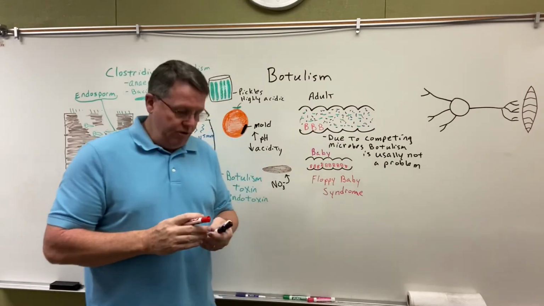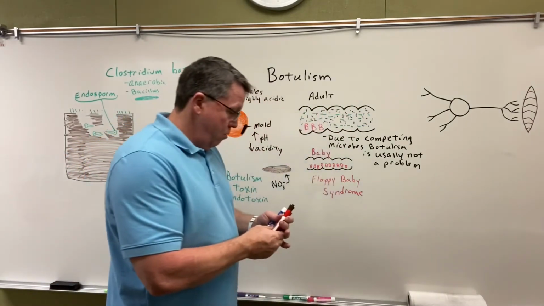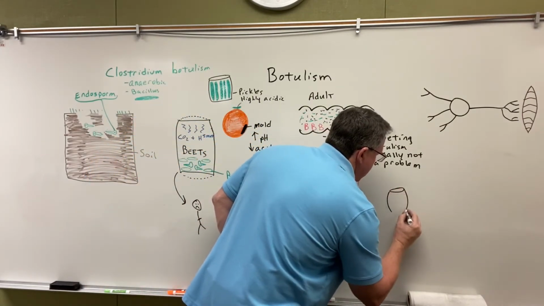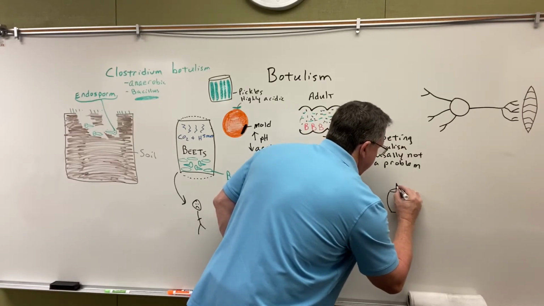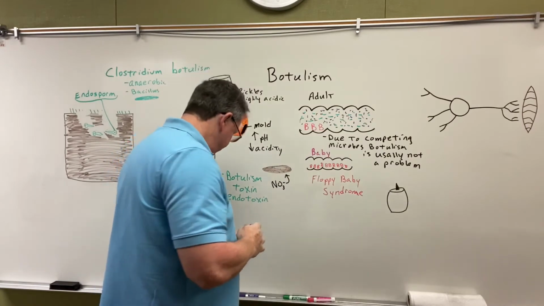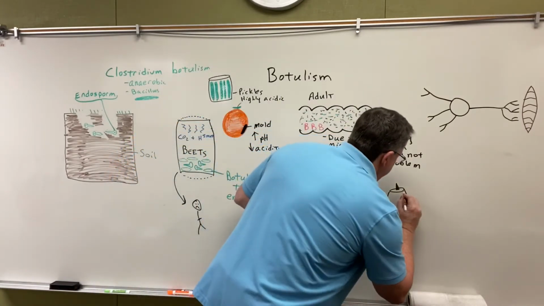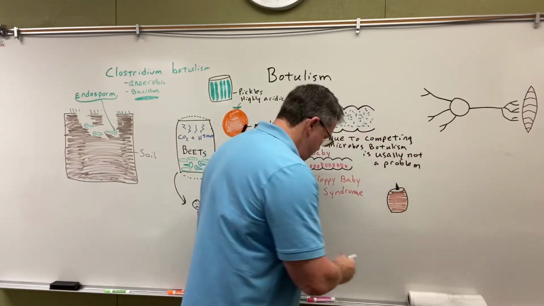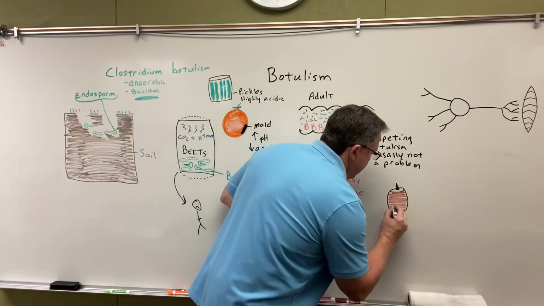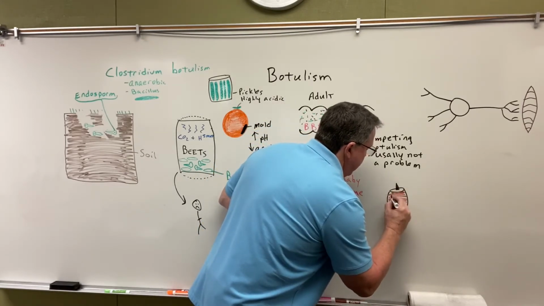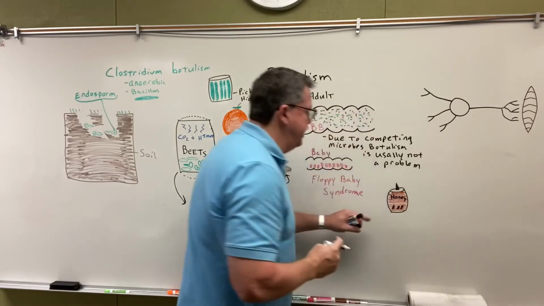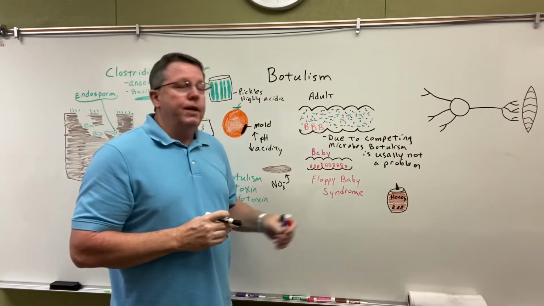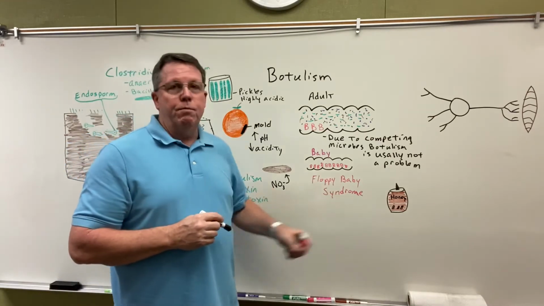So where do babies get this from? What happens is, I'm going to draw a little can here, and that's the little spout that comes out of it. And let's go ahead and fill it in with this here. And what happens is that endospores from botulism can actually grow inside of honey. So this is why they say don't give babies honey, because it may have botulism in it. And then if the baby eats the botulism, they can get floppy baby syndrome. So it's always best not to give the babies honey.